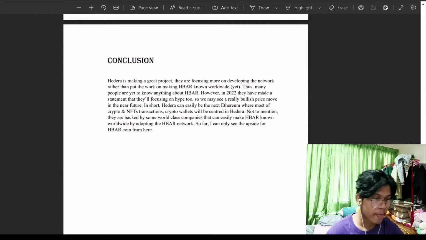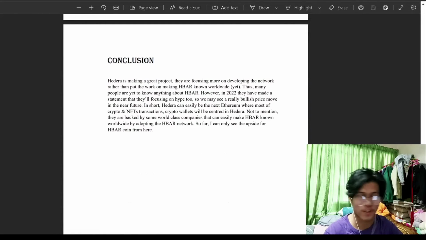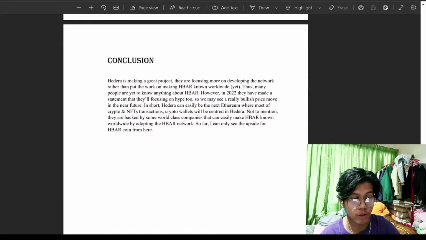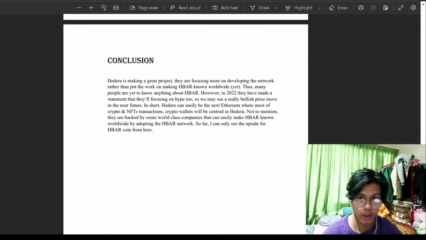Look at what I said right here. I made this research in 2021, and look at the sentence. Hedera is making a great project. They are focusing more on developing the network rather than putting work into marketing, so it is not known worldwide yet. In this sentence, I said that they are focusing on developing the network rather than the marketing, which means I acknowledge the weakness, but I accept the risk of their weakness.